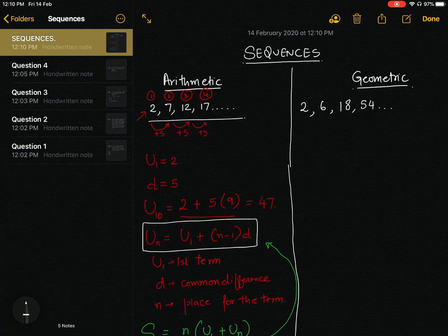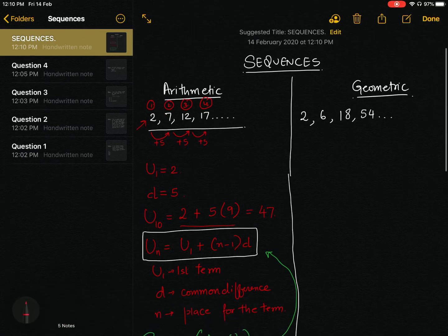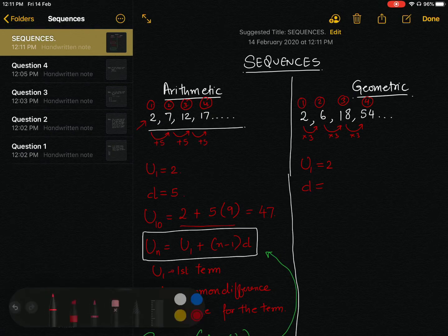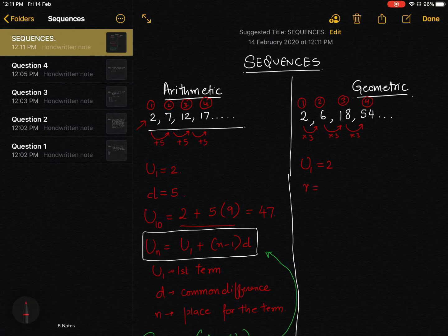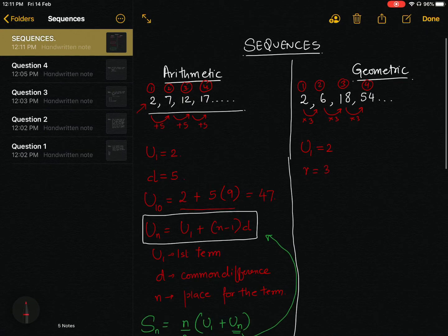That's how it keeps going. So again, I'll review it. I'll say that 2 times 3 gets you 6, times 3 gets you 18, times 3 gets you 54, and that's how you keep going between the terms. In here, the first term was 2, common difference was, sorry, it's not common difference. I just now told you it's going to be common ratio, so I'm going to represent it with R, and that's 3. So again, let's try to predict what will be the term at 10th place.